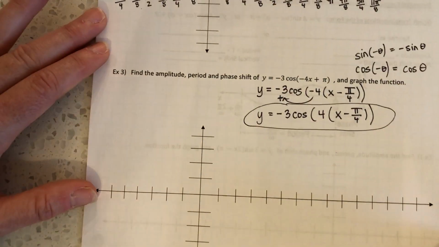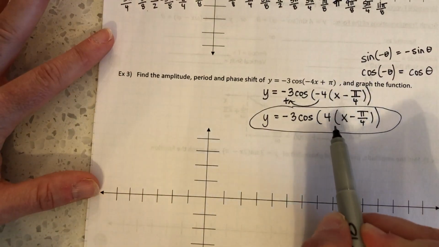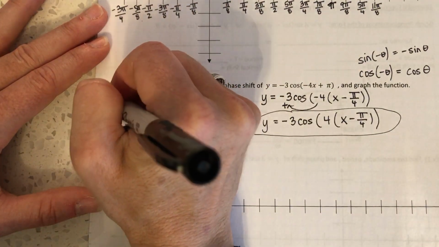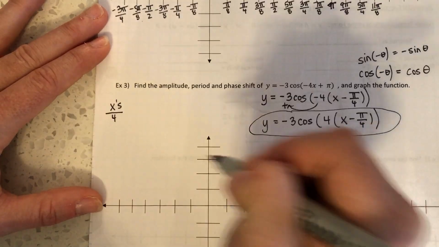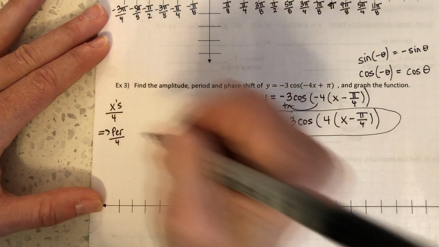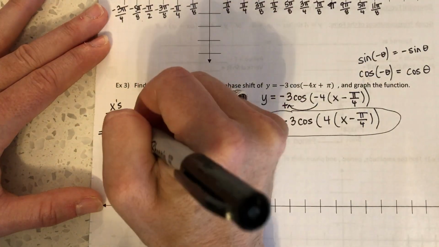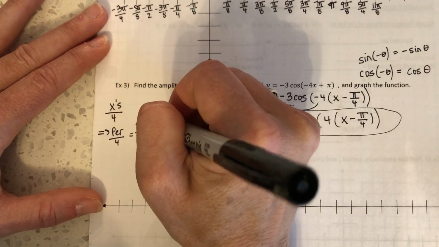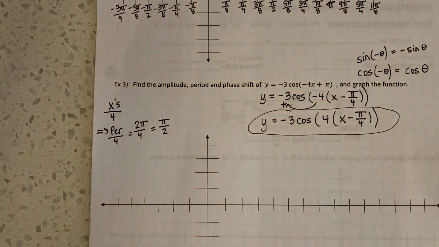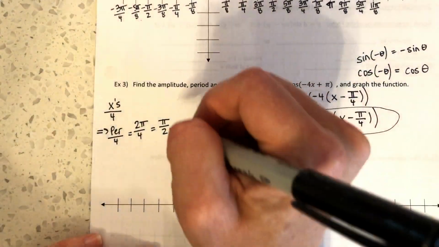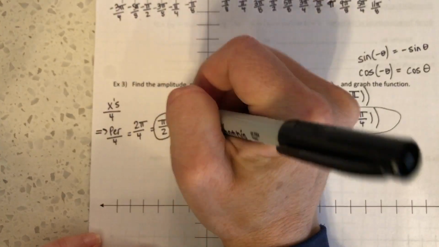All right, so here we go. Let's get started. So first things first, what's happening to the x's? This says 4 times x, right? So we're going to take the x's and divide them by 4. So therefore, the period is also going to get divided by 4. So take your original period, 2 pi, and divide it by 4. That's pi over 2, right? So that means it's going to take pi over 2 units to make one of these cosine waves. So this is your new period.